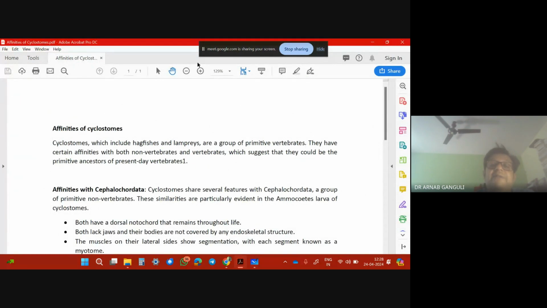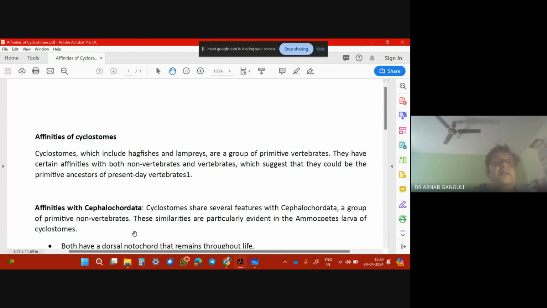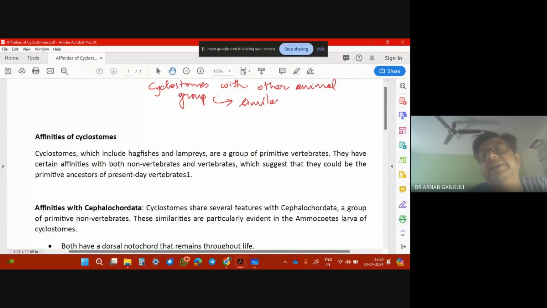What do you mean by affinities? First thing, affinities means you are comparing cyclostomes with other animal groups. We are looking at their similarities and dissimilarities.